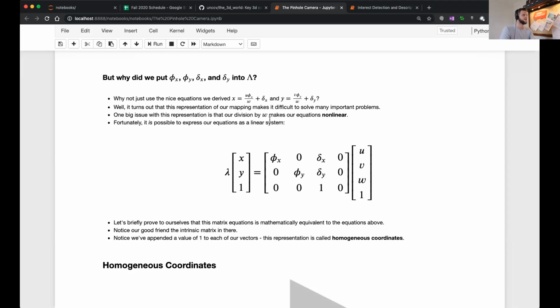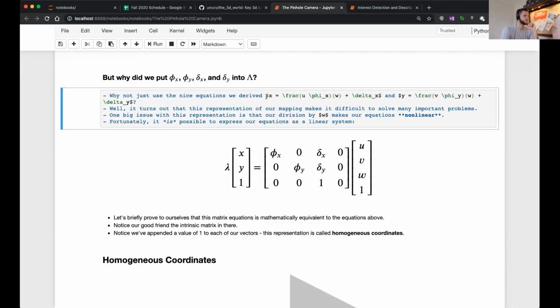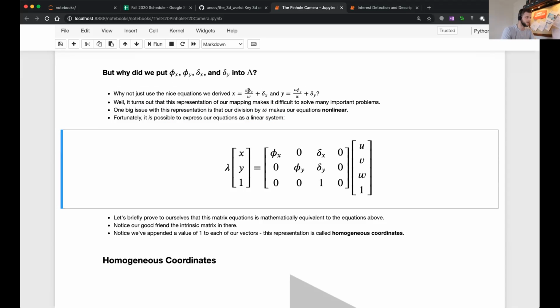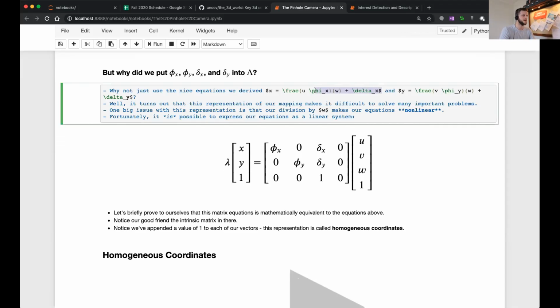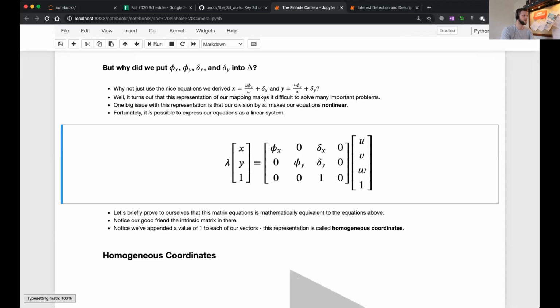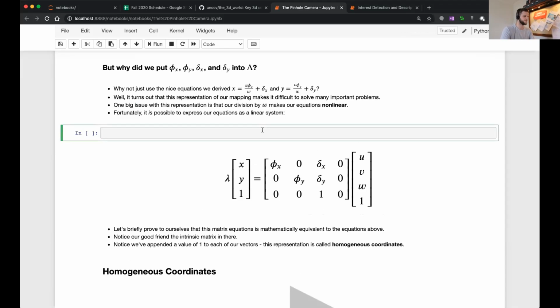Remember that the equations we started with were these fractional equations, like u times phi over w plus delta x. I'm proposing that we change to these new equations because it's going to be easier to solve these problems with computers. Why would we want to change them? Remember, we derived these equations from similar triangles.